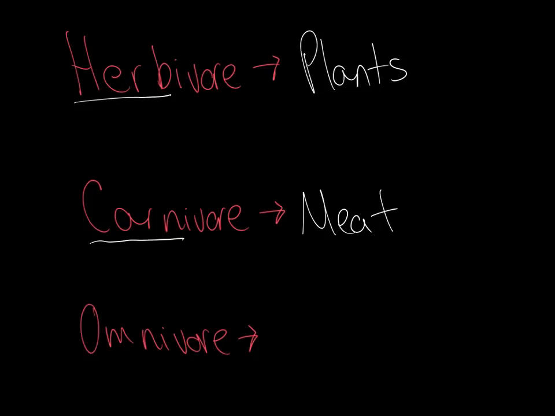And finally, the last type of consumer we have is an omnivore. And for omnivore, we have the prefix omni, and omni means all. So omnivores eat everything. They eat plants and they eat meat. So we're going to look at the same food chain as before, but now we're going to label each organism here as either an herbivore, carnivore, or an omnivore.